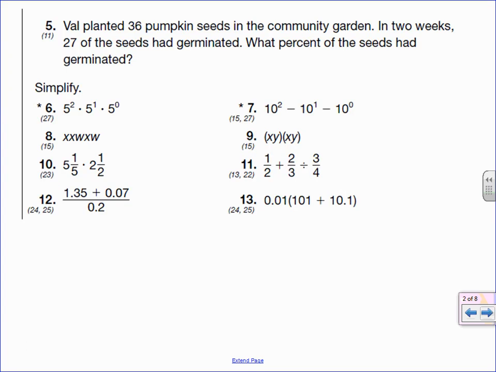Val planted 36 pumpkin seeds in the community garden. In 2 weeks, 27 of the seeds had germinated. What percent of the seeds had germinated? So to figure out percent, we can start with a fraction. So we take the number that germinated, 27, and divide it by the number of total seeds there were, 36. 27 and 36 can both be divided by 9. 27 divided by 9 is 3. 36 divided by 9 is 4. And then the fraction 3/4 is the percent, 75%.